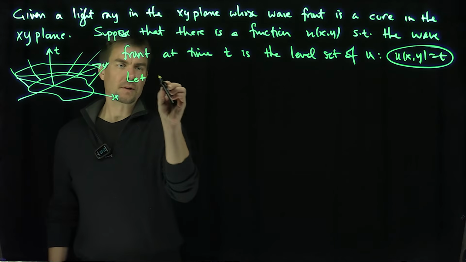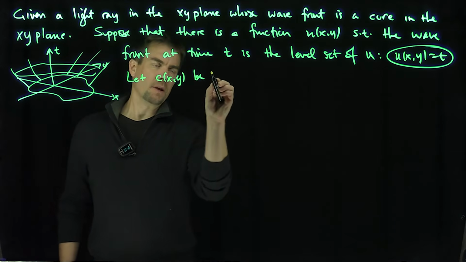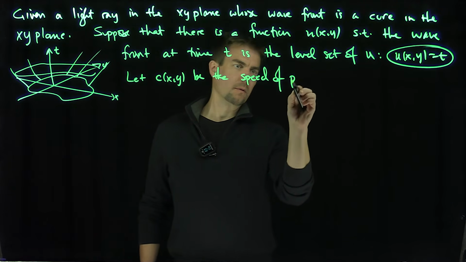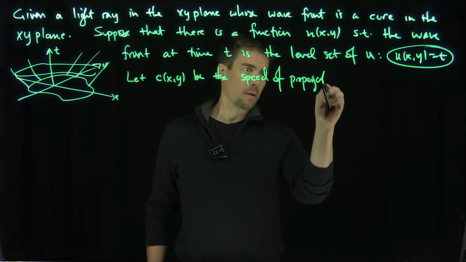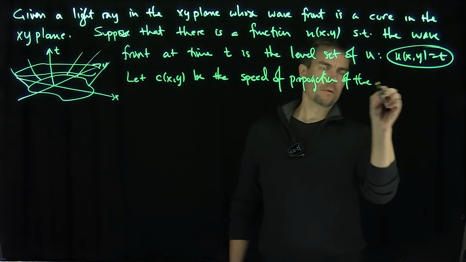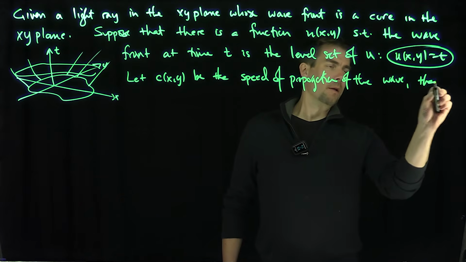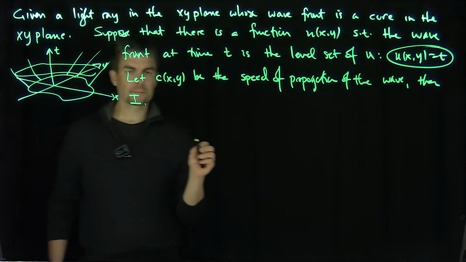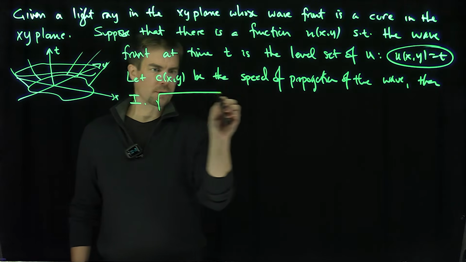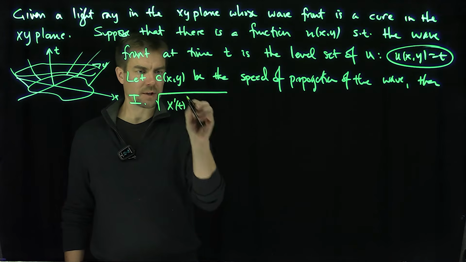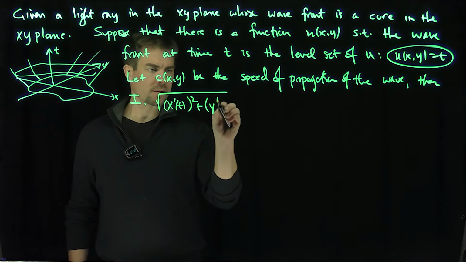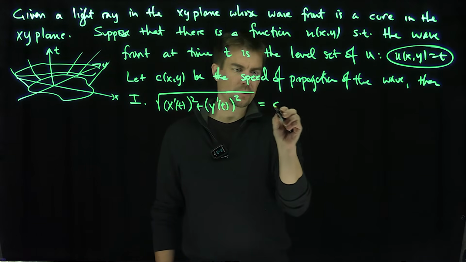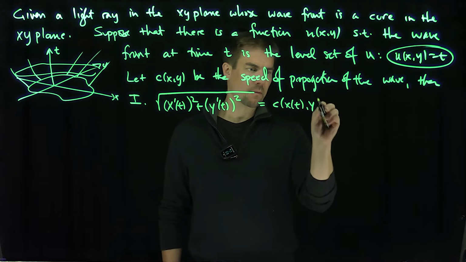Let c of x y be the speed of propagation of the wave. Then the model tells us two things. Number one, if I look at the square root of x prime of t squared plus y prime of t squared, that's the speed of the trajectory of one of the light waves, it has to be equal to c of x of t, y of t.